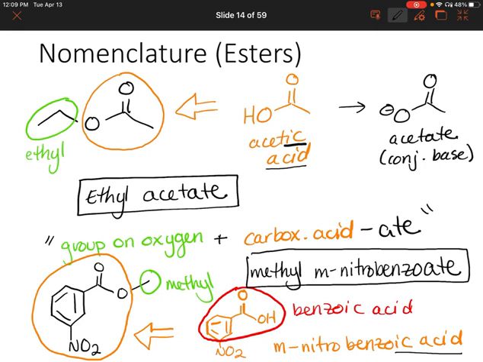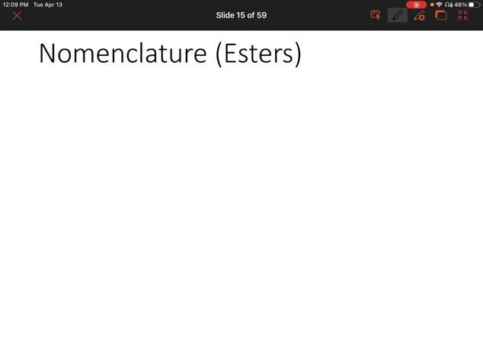So let's do one more example just to see if we've got it down. All right, so I'll give you an ester, and I want you to try to figure out the name of this ester using what we've learned. Feel free to pause the video, try it on your own first, and then we'll go over it together.